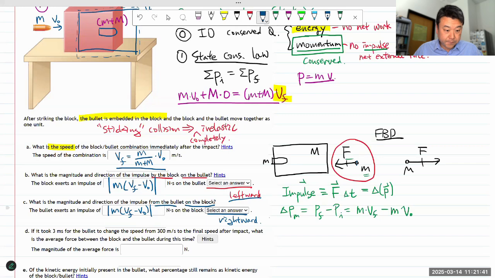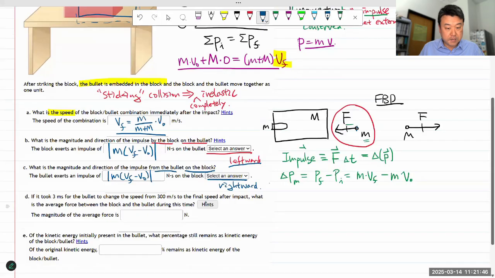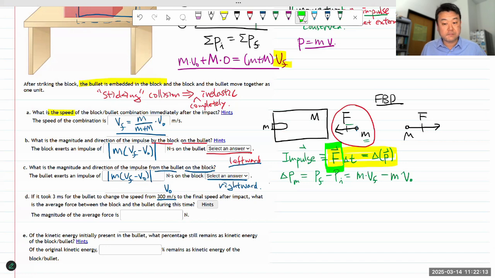Part D, if we took 3 milliseconds for the bullet to change the speed from the initial speed to the final speed after impact, what is the average force between the bullet and the block during this time? So this is where actually this relationship is helpful. So we already figured out the impulse. So using the thing on the far right, all we have to do is solve for force and we are done. We are now given delta T.